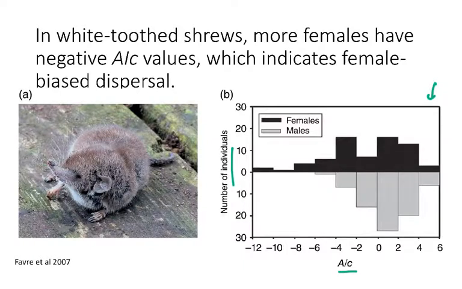And so if we draw a marker here for where the 0 AIC value is, everything this way is negative, we see that overall there are more females that are assigned to negative AIC values compared to males. So in this case, what we would conclude is that females are the ones that are moving between populations. That indicates a pattern of female biased dispersal.